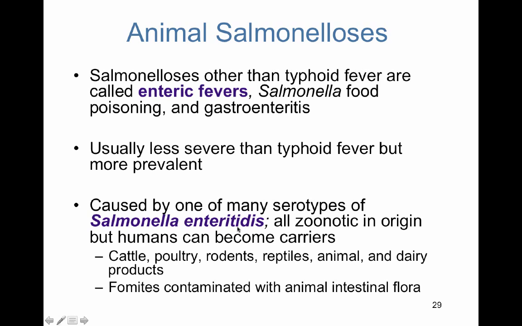Now, as far as Salmonella enteritidis, again, this is associated with food poisoning. They're all zoonotic in origin, but humans can become carriers. So this would be from cattle, poultry, rodents, reptiles, animal and dairy products, and then also even fomites or inanimate objects contaminated with animal intestinal flora. And usually these cases are way less severe than typhoid fever, but there's more of Salmonella food poisoning. And this also can be referred to as an enteric fever.